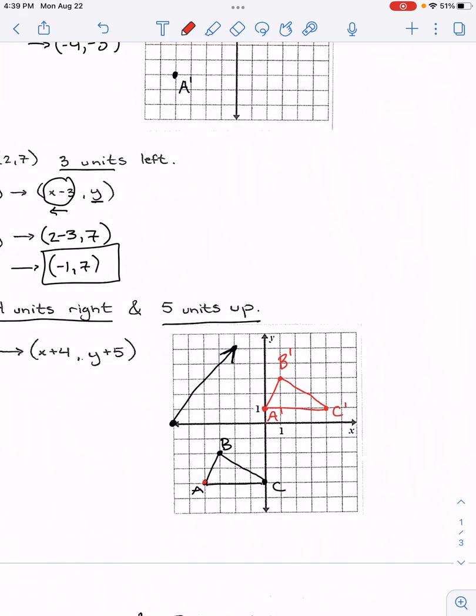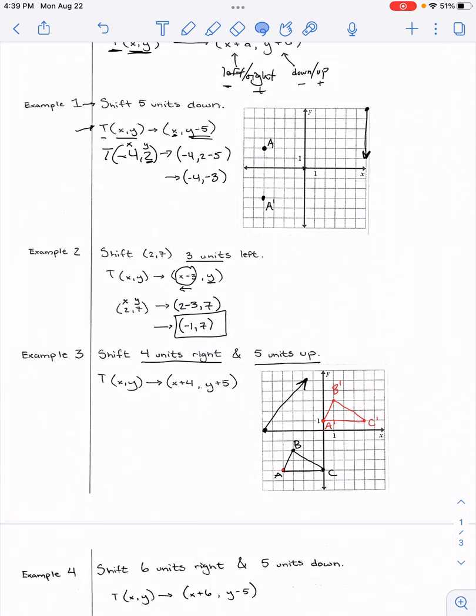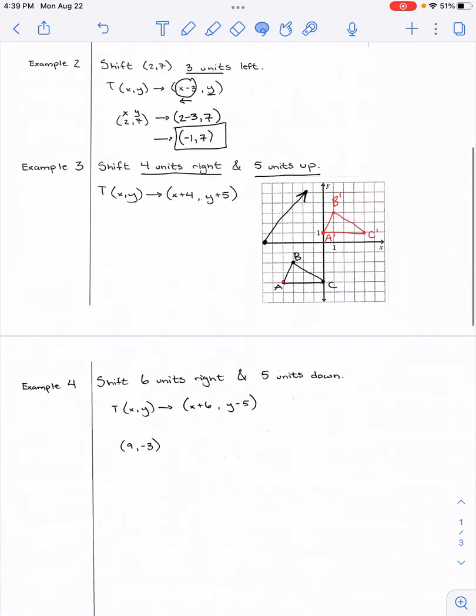All right, so let's go and see if this checks out. Did everything move this specific amount? So A, yeah, A looks like it moved 4 right, 5 up. B, yep, B prime pretty much matches up. And C prime, yep, everything matches up. We can tell just by the arrows that we drew. All right, and then finishing up our notes, let's go to the back side.